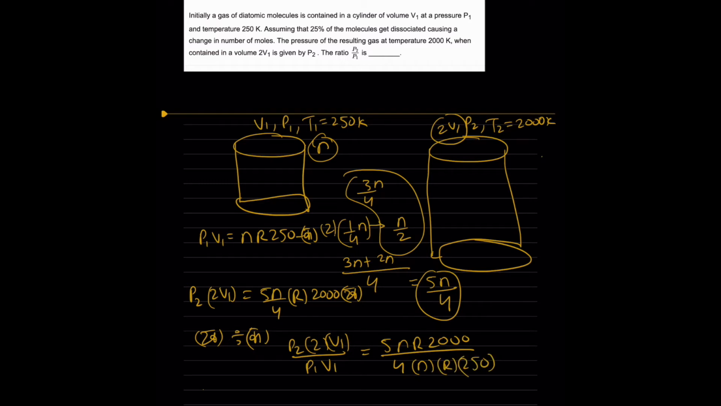So I'll do the cutting now. So this V1 and V1 can get cancelled, N and N get cancelled, R and R get cancelled. 250 into 4 is 1000. We have 2000, so this number will become 8. Now do the multiplication. 8 into 5 is what? 40. 40 upon 4 is 10, and this 2 will come this side. So it will become 10 upon 2. So that is nothing but equal to 5. High five. This is our answer.